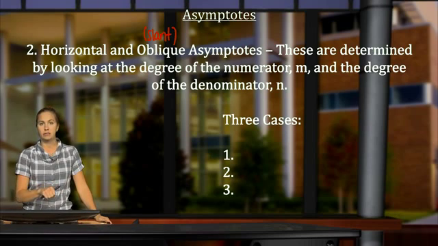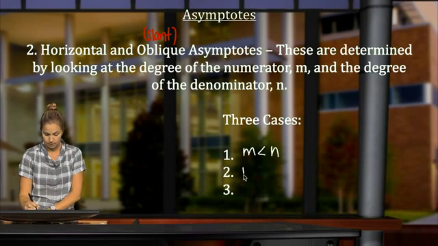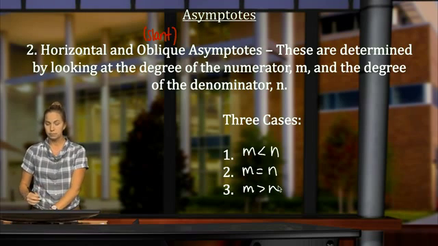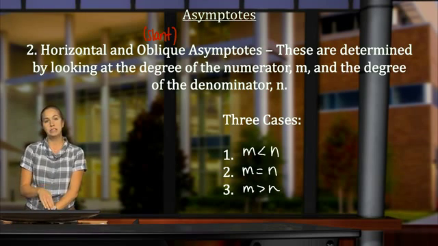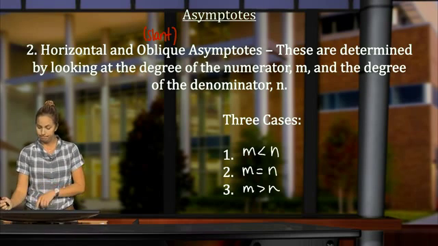For the sake of our notes, we're going to call the degree of our numerator m and the degree of the denominator n. There are three possible cases. M is less than n, m is equal to n, or m is greater than n. And we're going to look at all three of these cases individually and see how that determines what our asymptotes will be.